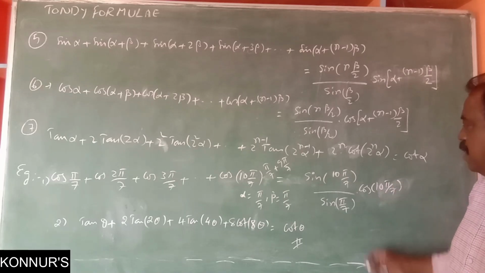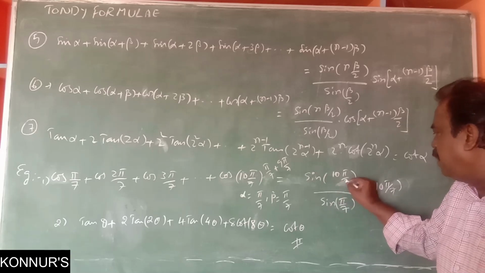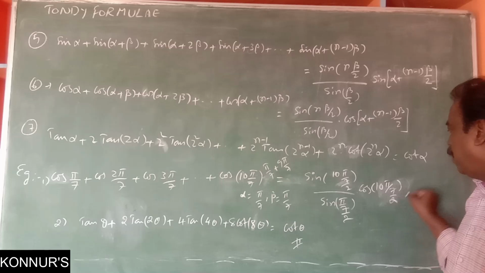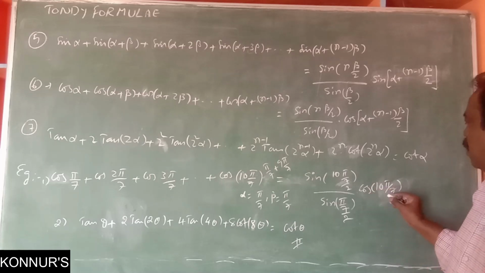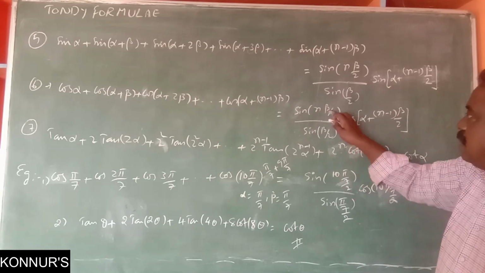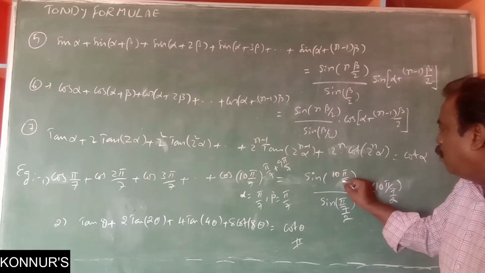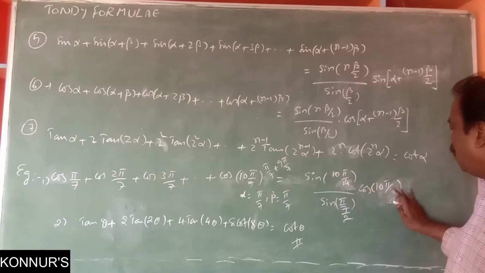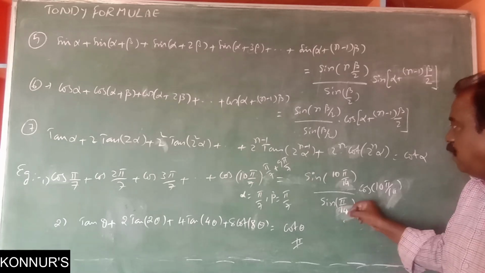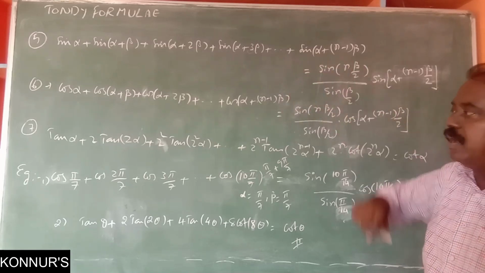But here is one more thing. It is pi by 7, and by 2 is there. If by 2 is there, here also by 2 is there. Or otherwise, we may write pi by 7 by 2, because beta by 2 is there. Or otherwise, we may write it as 14, here also 14, here also 14. Alright, these are the two formulas.